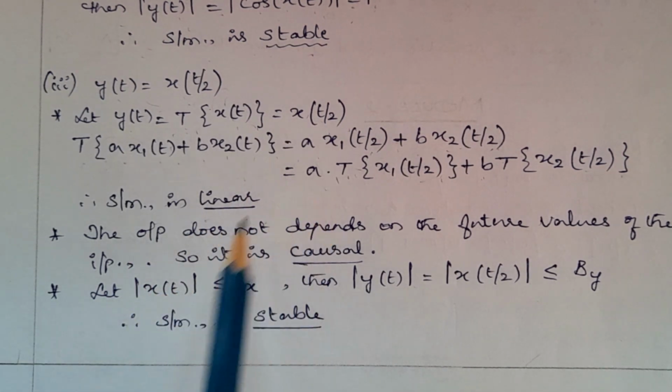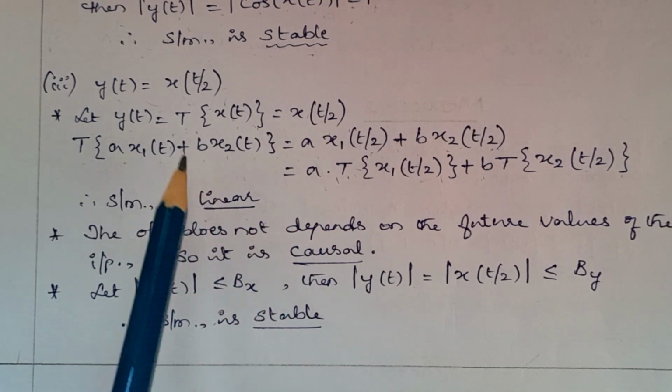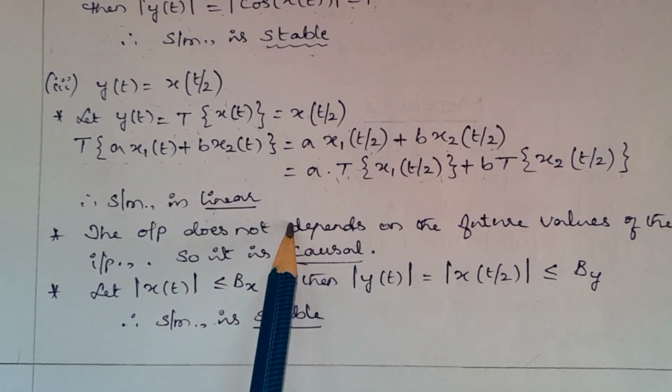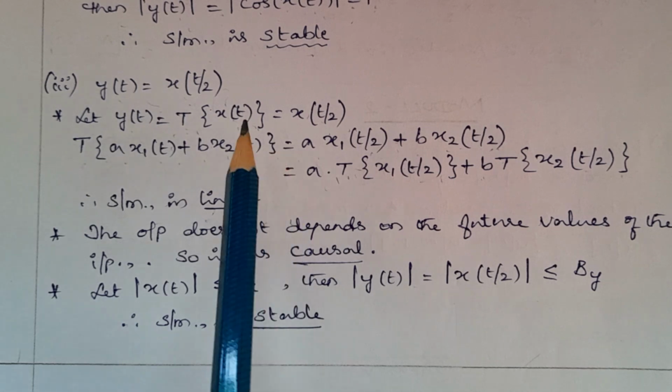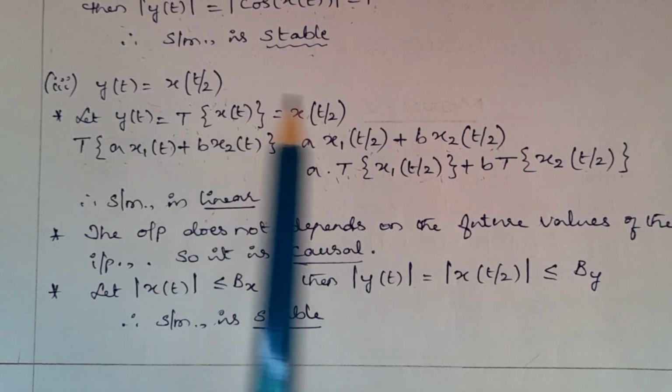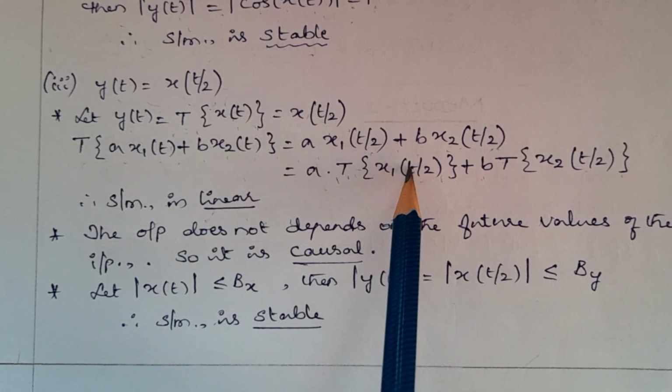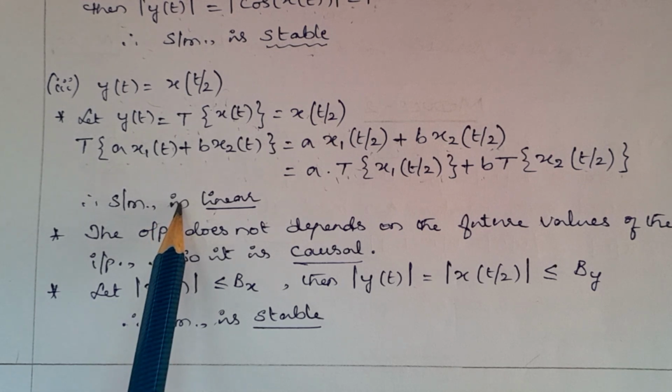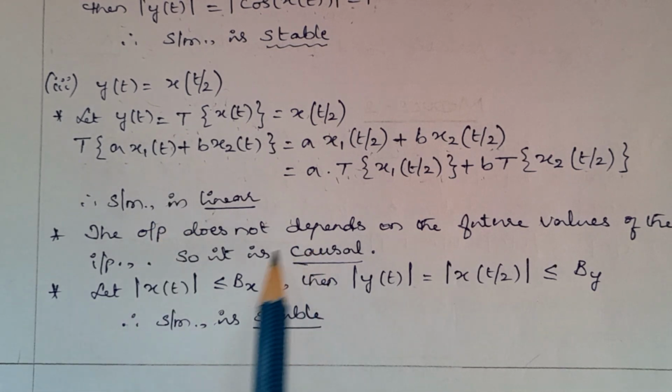Second one, it does not depend upon the future value. Okay. X of t by 2 does not depend upon the future value. So then this system is a causal system.